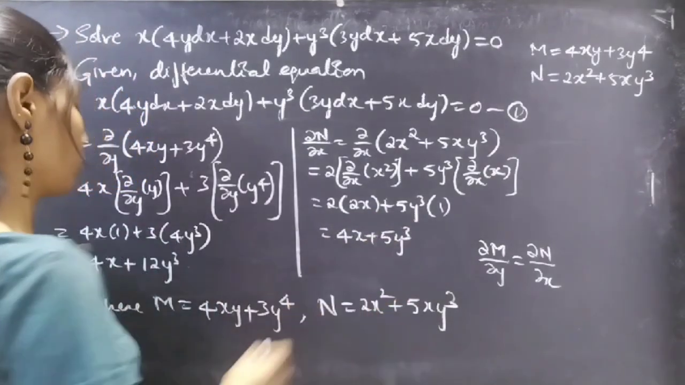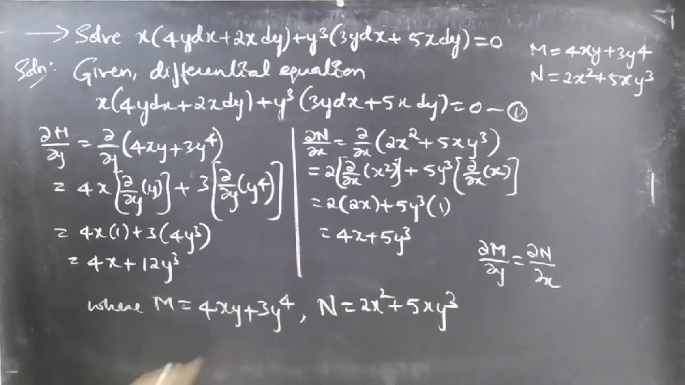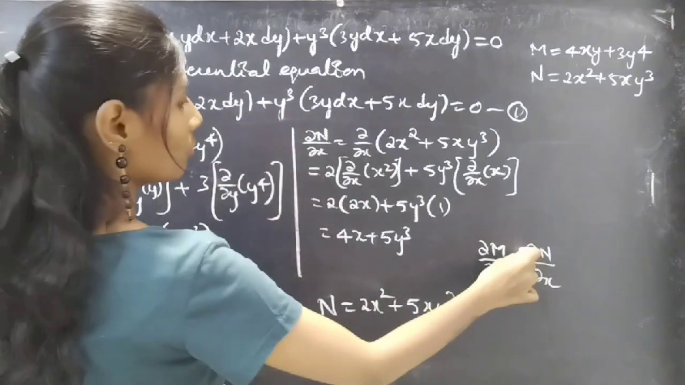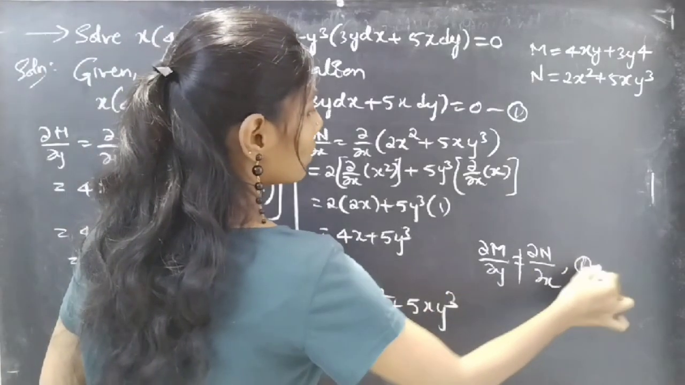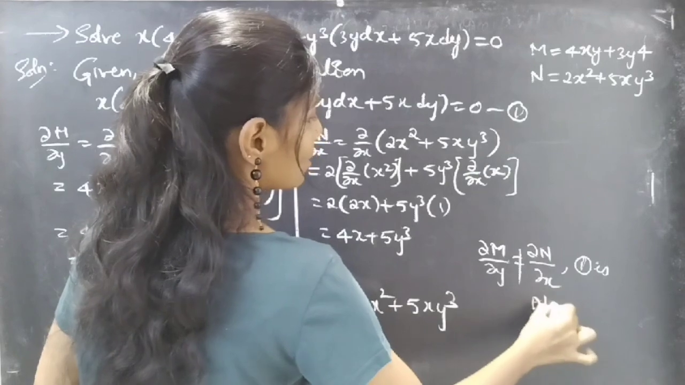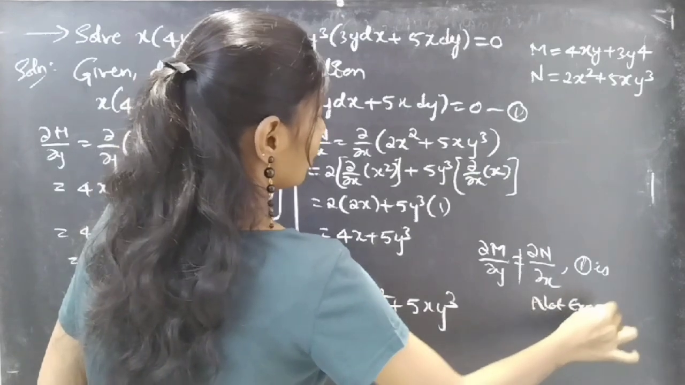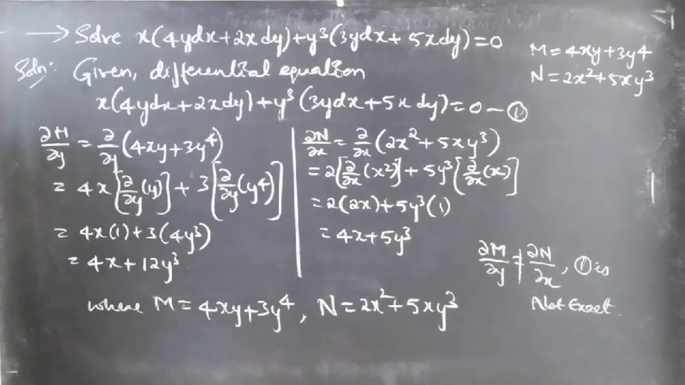plus 5y cube. By observing these two, we can say that partial derivative of m with respect to y is not equal to partial derivative of n with respect to x. So this shows that equation 1 is not exact, right? The given differential equation is not exact. Now coming to equation 1.